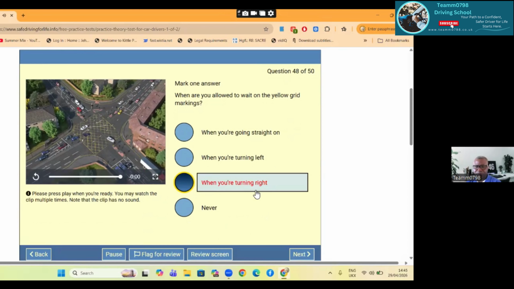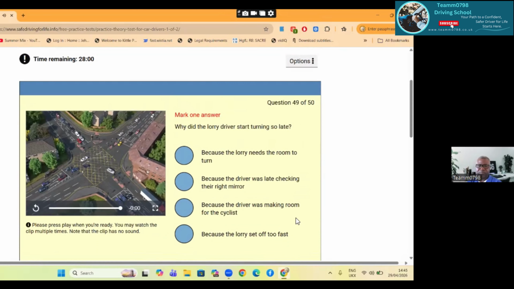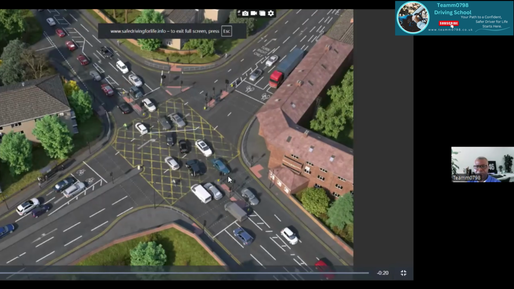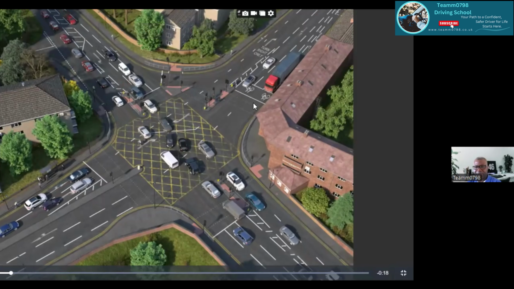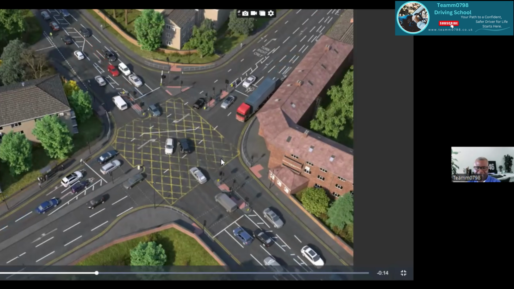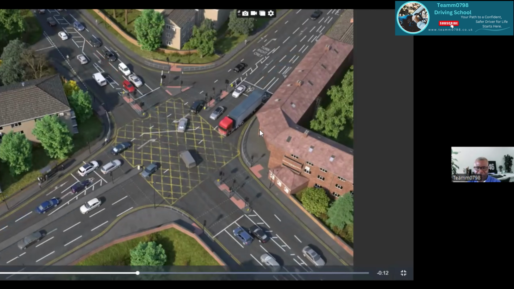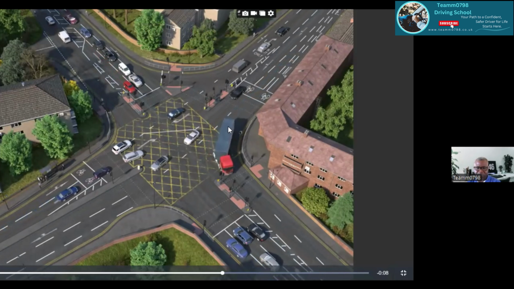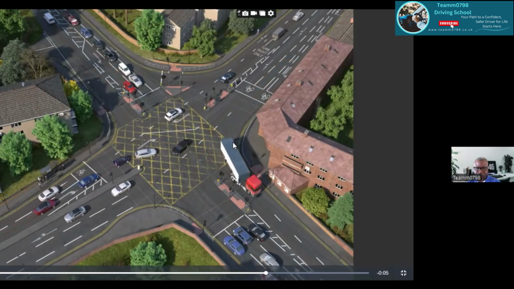When you're turning right. Mark 1 answer. Why did the lorry driver start turning so late? So that's a lorry. Can you see my arrow here? So the lorry is coming. So they need more room to turn, because if they start turning now, the back wheels will climb over into the pavement and the curb.